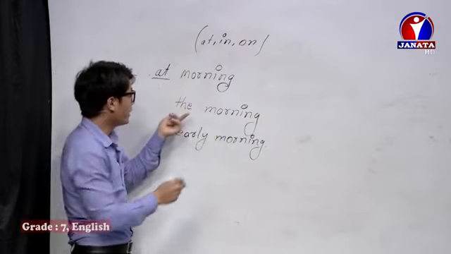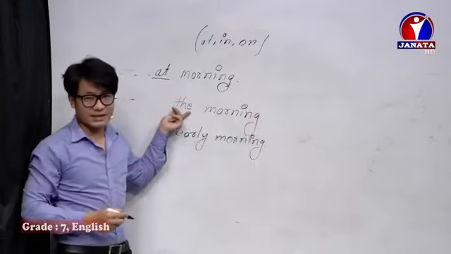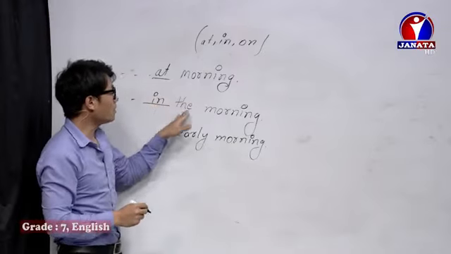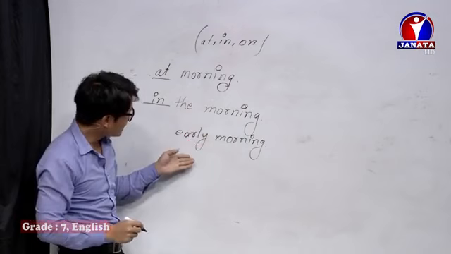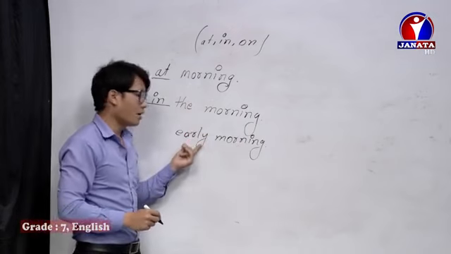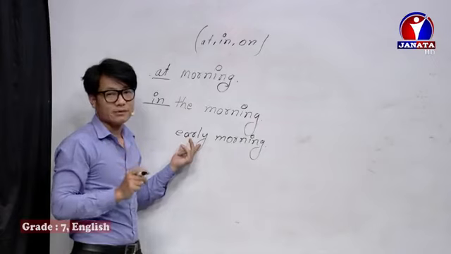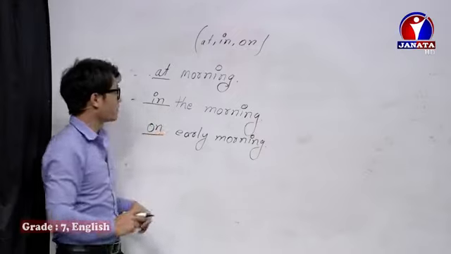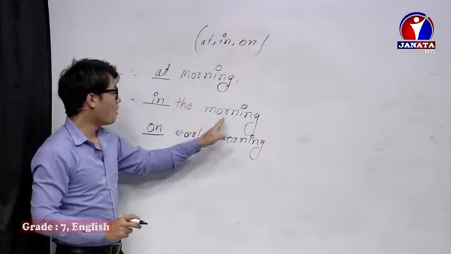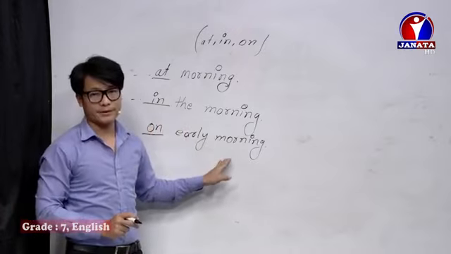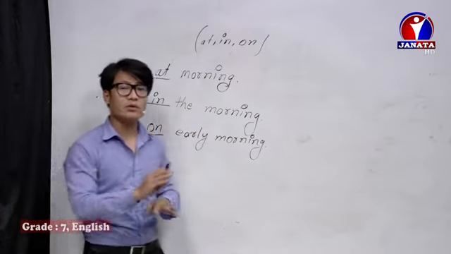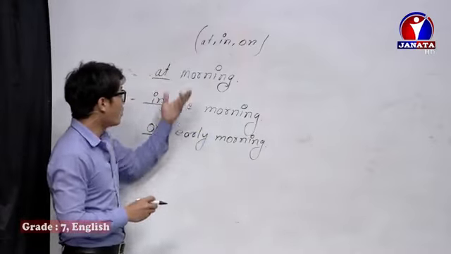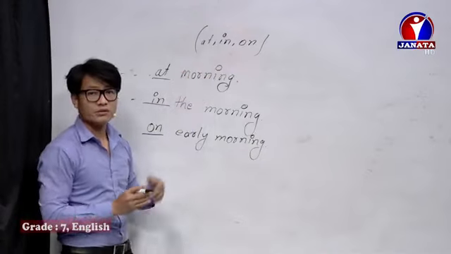Now before morning, here is the, and the is an article. So we should use the preposition in: in the morning. Now see the last. Before morning there is early, and early is an adjective. When there is an adjective, we should use the preposition on. So at morning, in the morning, on early morning. So I hope now you don't have any questions. You don't have any obstacle while using these prepositions with the day breaks.